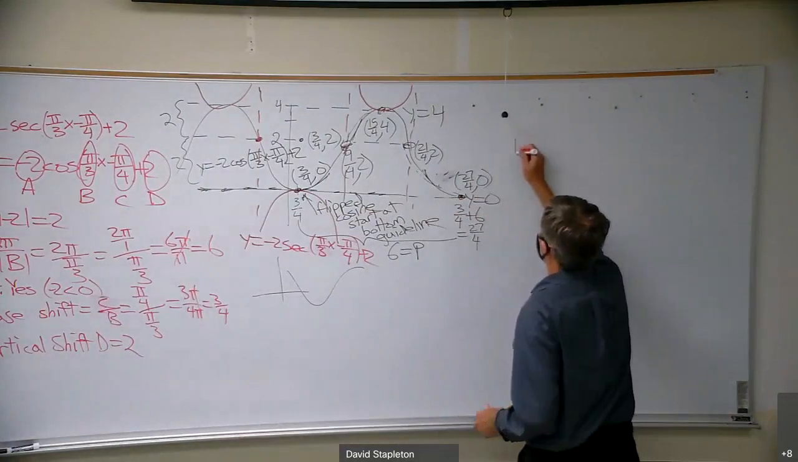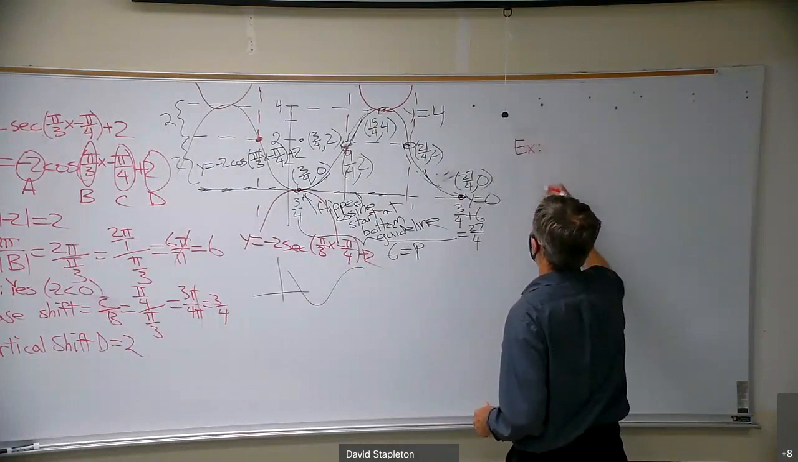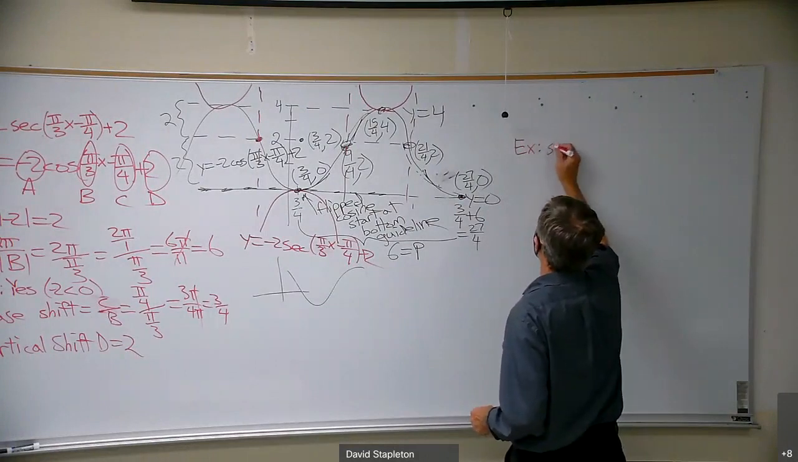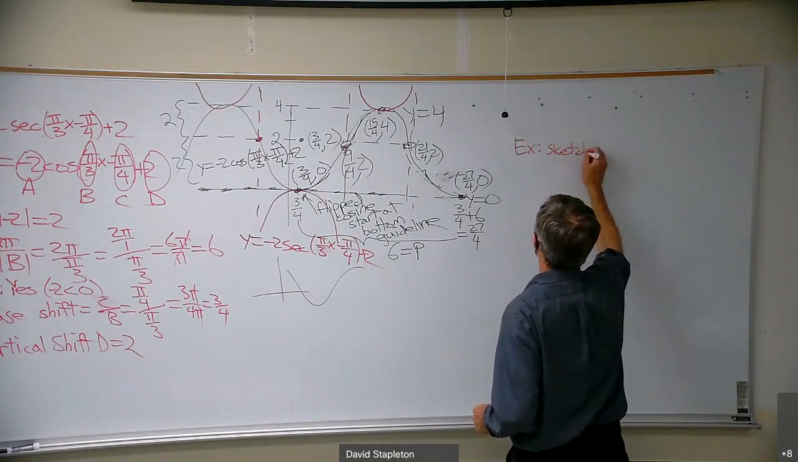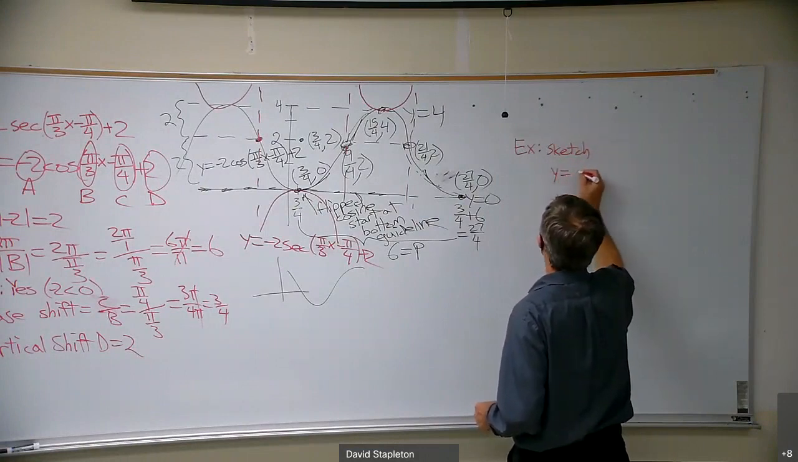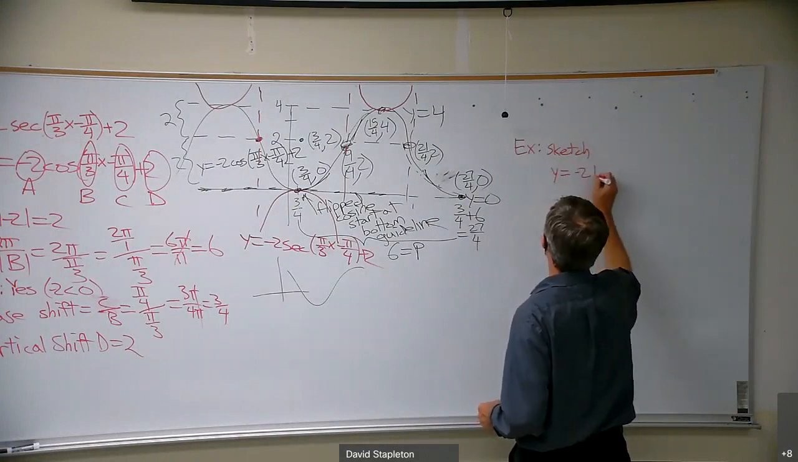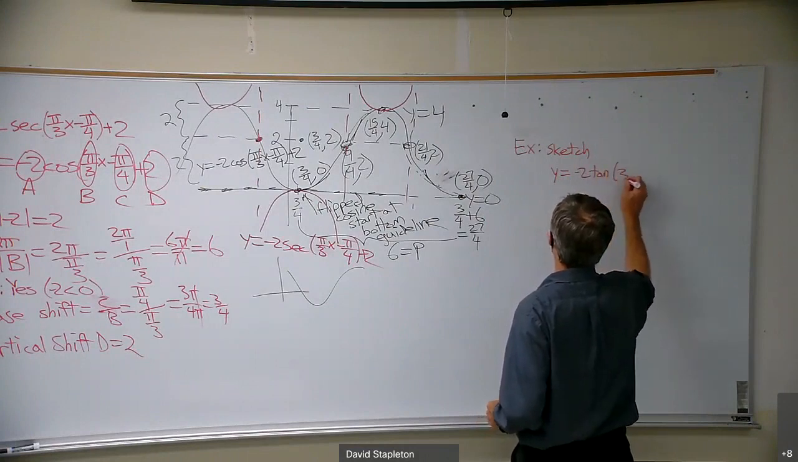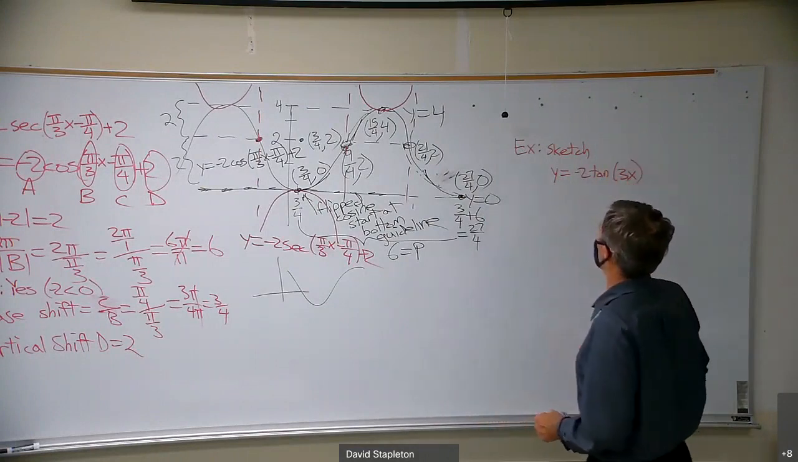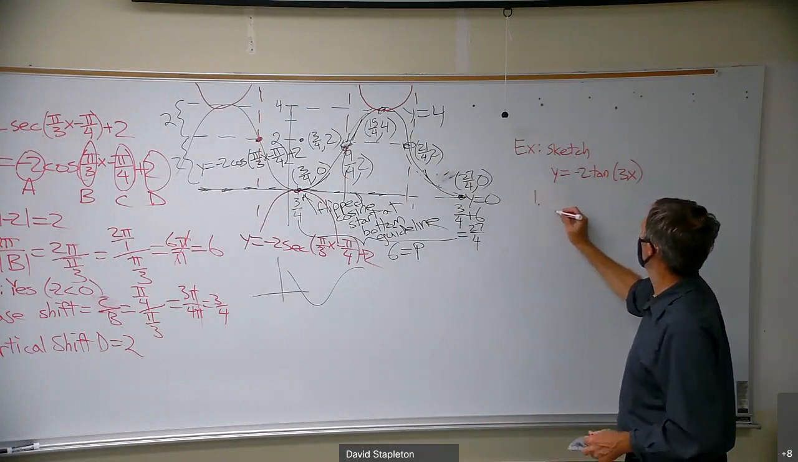Then you can try and fit the graphs to the functions to the given graphs also. So if I said, I'll do this one real quickly because I didn't see a lot of interest. If I want to sketch y equals -2 tangent 3x, I'll do one that hasn't got a whole lot of things. I'll do the same 5 steps.